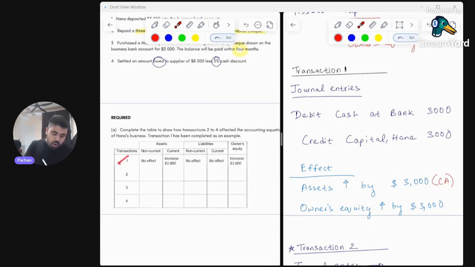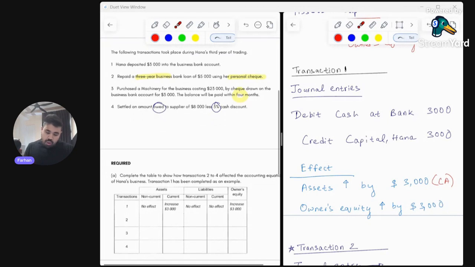Now let's look into the table which we have got for this question. For transaction one, you understand that for assets, for the non-current assets specifically, we have no effect, but for the current assets, it's increasing by $3,000 specifically because the cash at bank balance is increasing by $3,000. In the liabilities section, we have no effect for non-current or current liabilities, but for the owner's equity, which is also referred to as the capital, it's increasing by $3,000 simply because Hannah started this business with $3,000 of her personal funds.